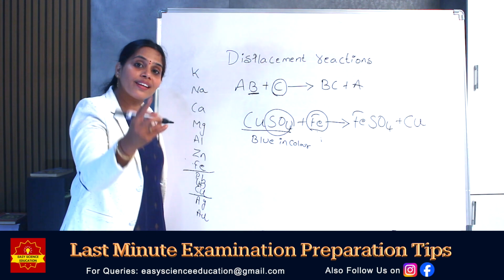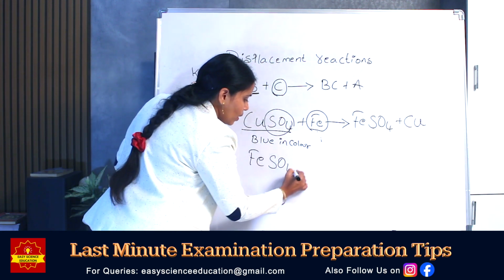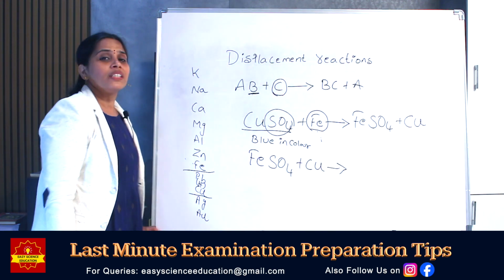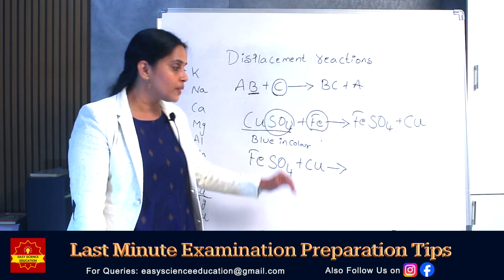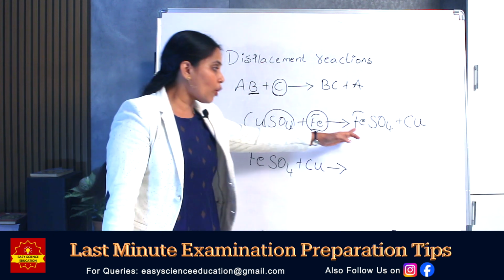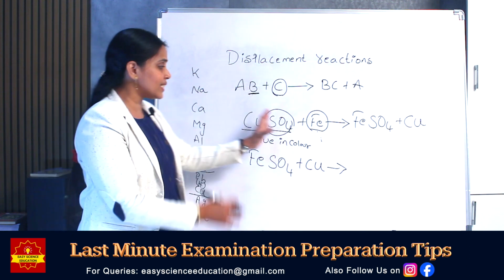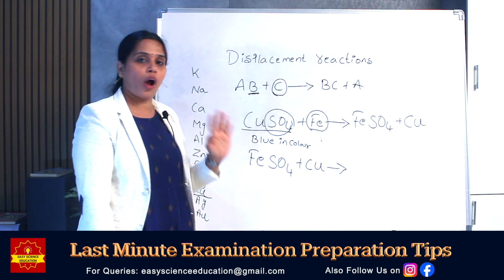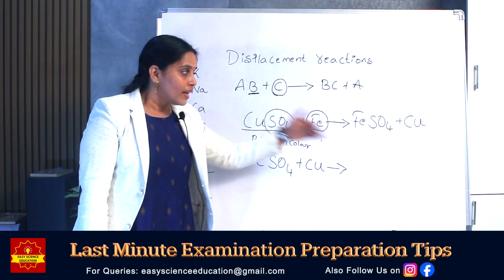Now, I will write the reverse reaction. That means iron sulfate is reacting with copper. What are the products formed? Generally, children will make mistakes here only, because when copper sulfate was reacting with iron, the products obtained were iron sulfate and copper. So, while seeing this equation, you understand that iron has displaced copper from its position. It's clear. Now, I wrote the reverse reaction.